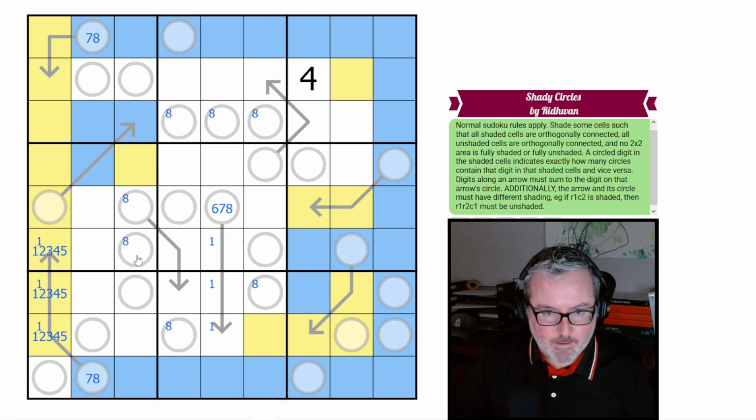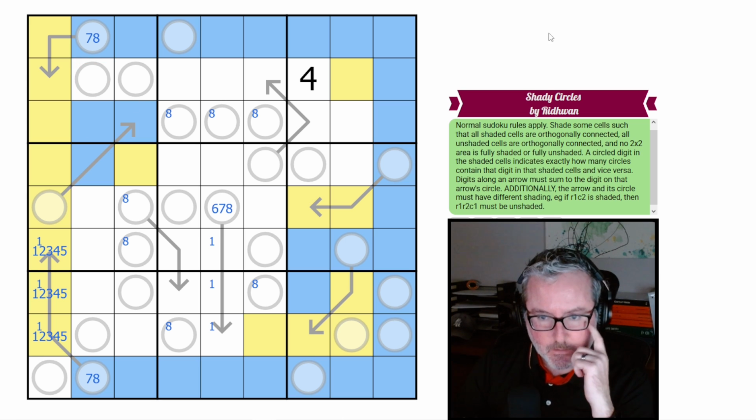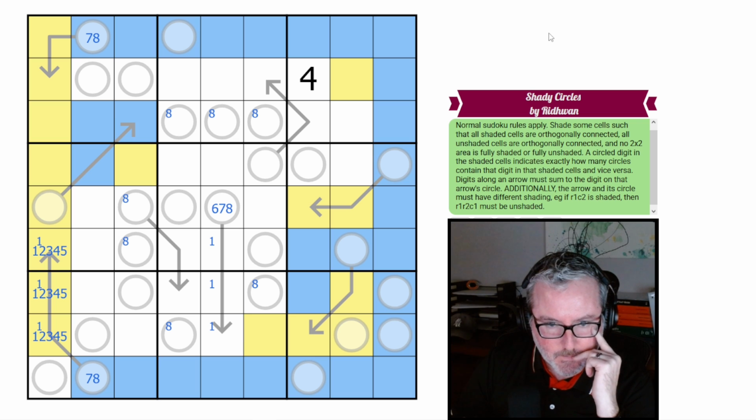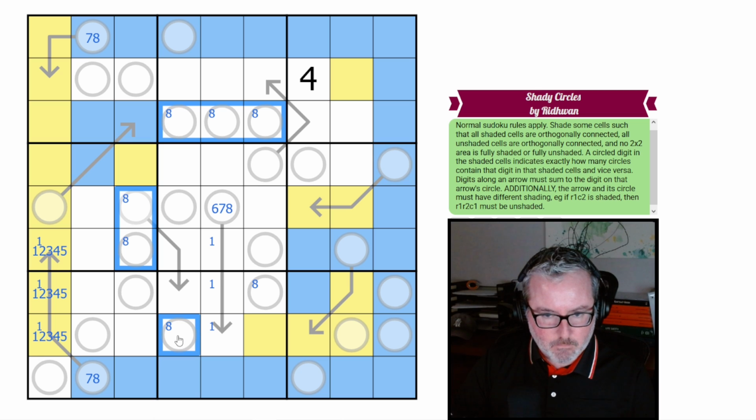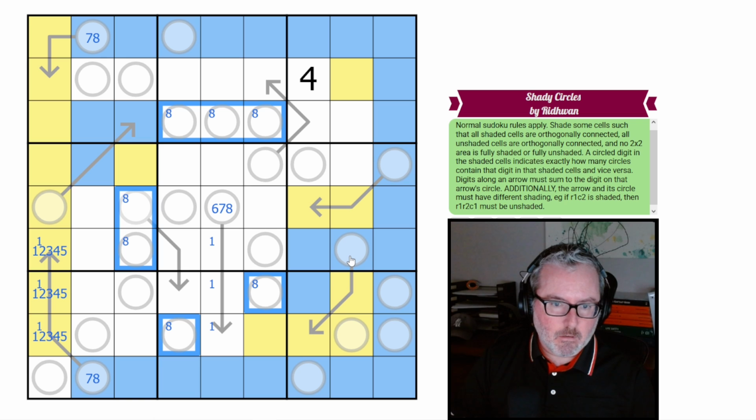What else do we have? There should be some way we can put these together. So let's think about, well, one of these two is an 8. We know these are an 8. We know those are an 8. One of these is. One of these three is. Trying to find some X-wings here where I can start ruling out circles.